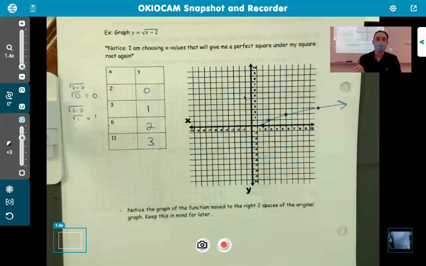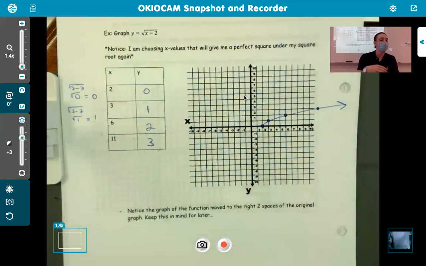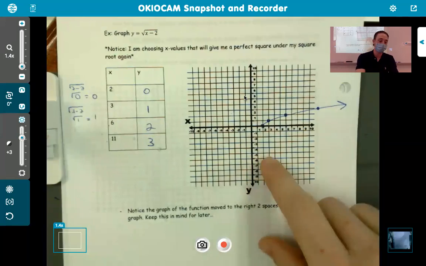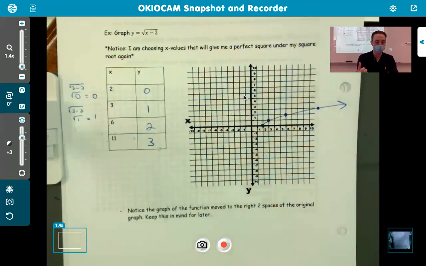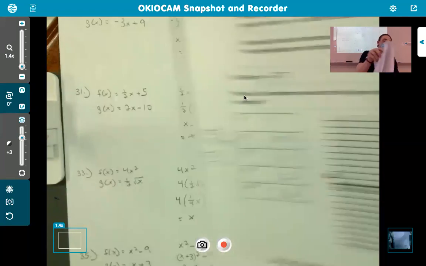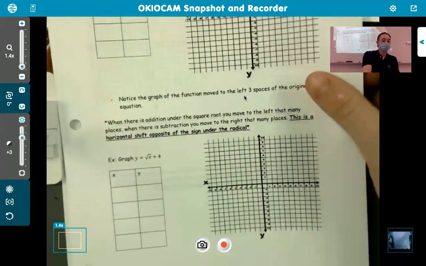All right. So keep that in mind for later when we start to build a key for us to understand, well, what happens when I add under my square root? What happens when I subtract? What happens when I add or subtract on the outside of my square root? All right. I subtracted 2, and I moved to the right 2. All right. Let's take a look at another example.